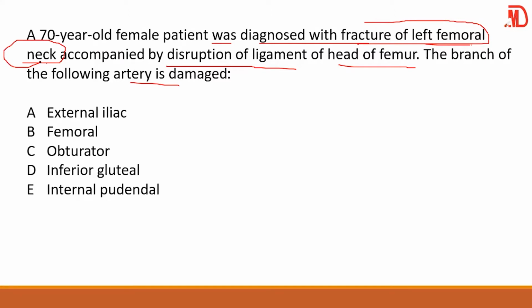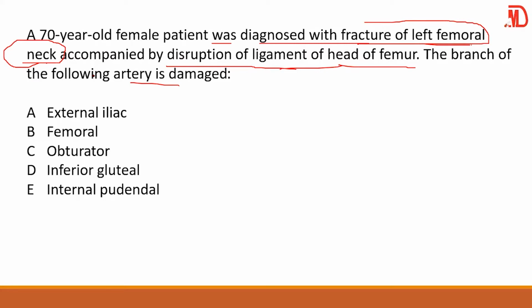And we said this is only common in old age. When they fall down, they usually have a fracture of the neck of the femur, or the thigh bone. Now, they say it's accompanied by a disruption of a ligament of the head of the femur. So what branch of artery is being damaged?